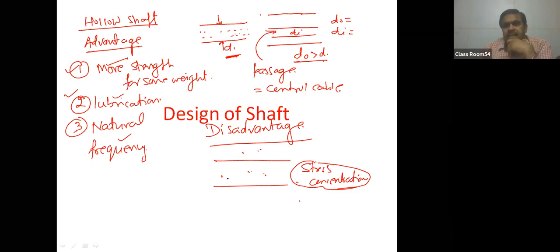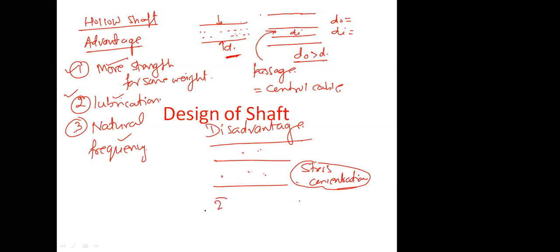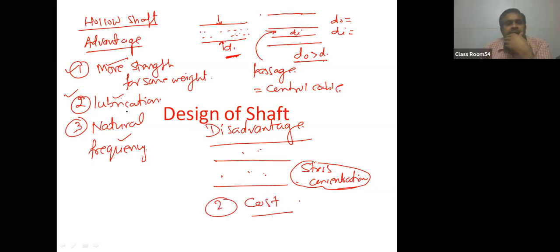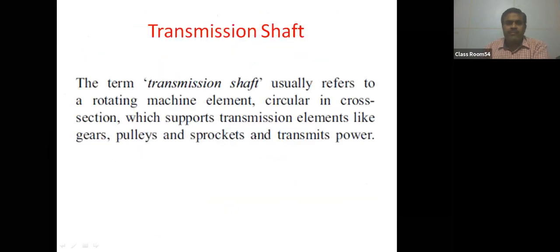So this is one disadvantage, and one more disadvantage is that the cost of the hollow shaft is much higher than the cost of the solid shaft. The cost is higher because the production cost for drilling the hole is much higher as compared to the solid shaft. So these are two disadvantages: one is stress concentration and the other is higher cost. And now we are moving to the design of the hollow shaft.